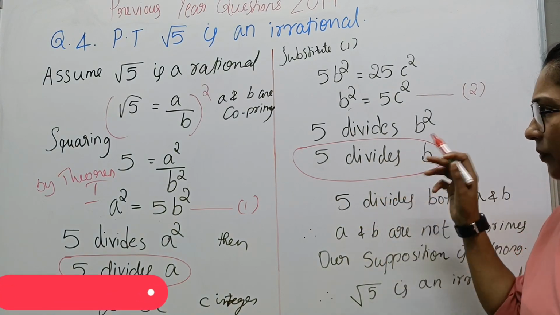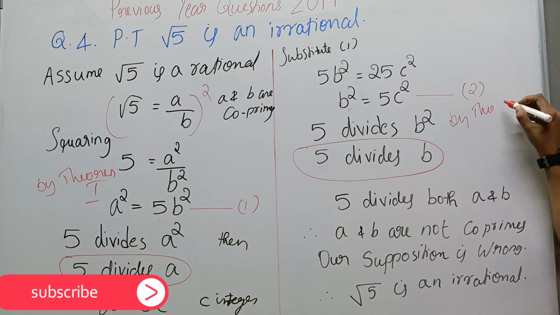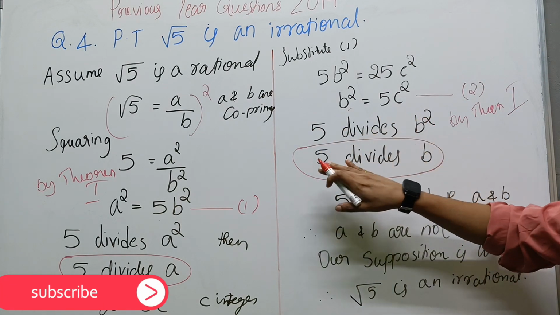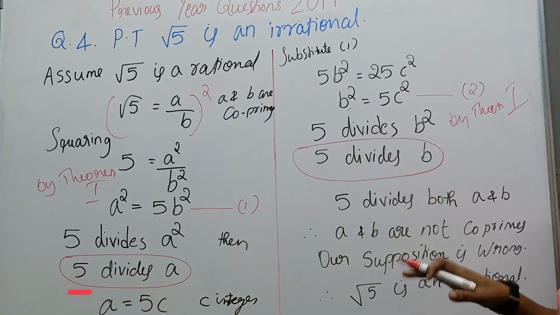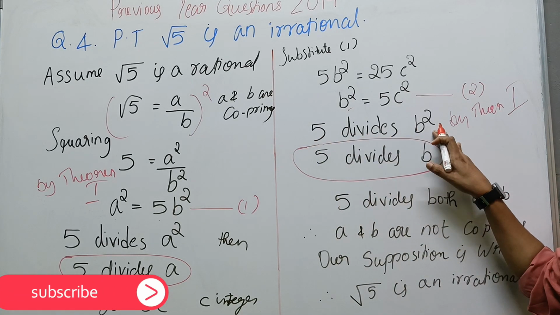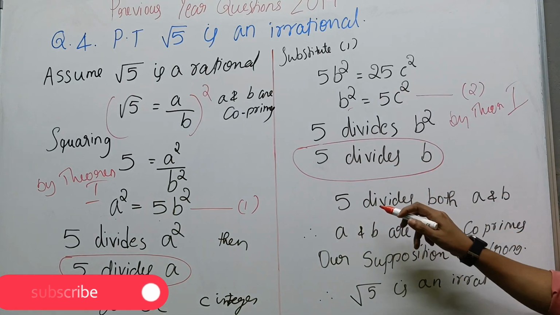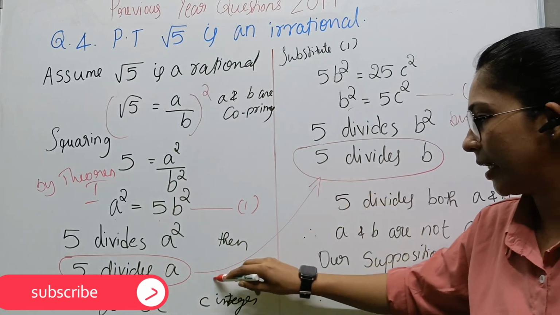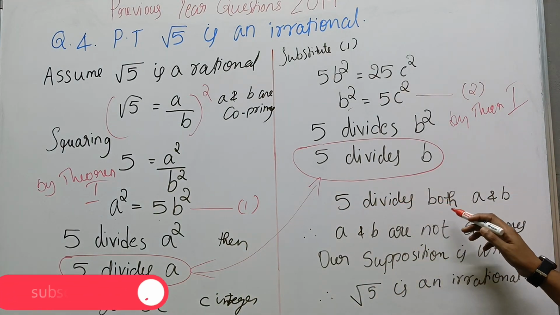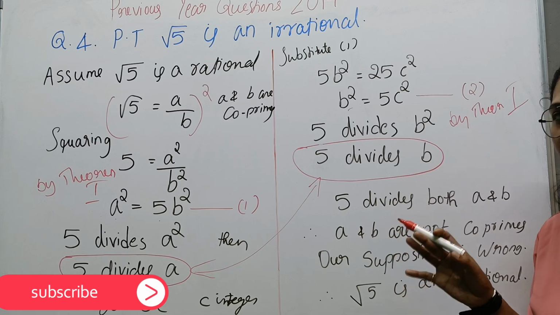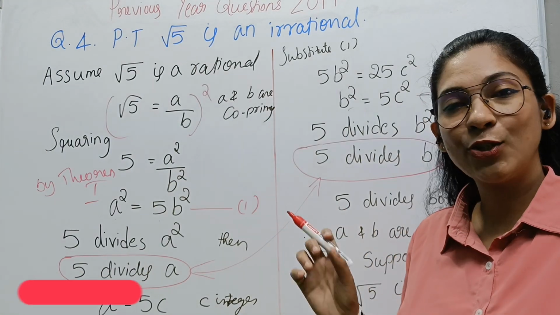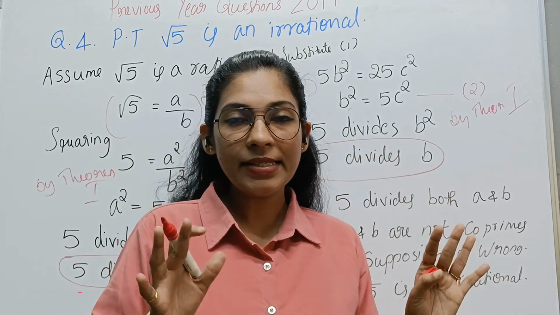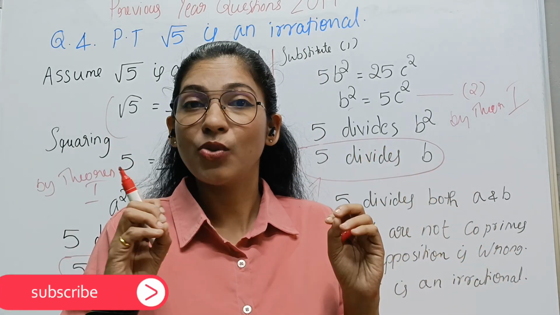And now by theorem 1, if 5 divides b square, then 5 divides b. And from both these relations, it is clear that 5 divides both a and b, and thus we can conclude that a and b are not co-primes.